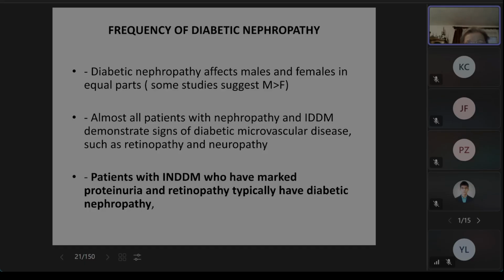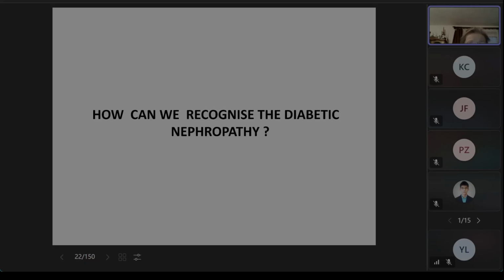So we can say that it is very useful to examine the eye fundus at least every year in order to find if there are some changes typical for diabetic retinopathy. And if we find such changes, we can suspect that the patient is also suffering from diabetic nephropathy.